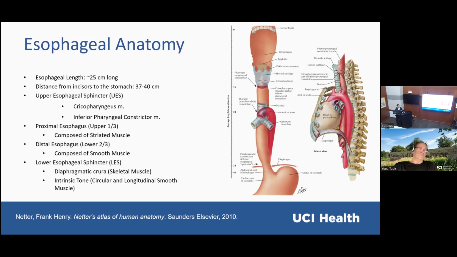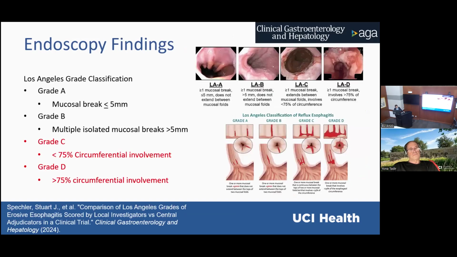That's composed of your diaphragm and the intrinsic tone of your lower esophageal sphincter, the smooth muscle of your lower sphincter. On endoscopy, we can see evidence of reflux based on the Los Angeles grade classification. We see these breaks, from A through D. D is the most severe, where you see redness, erythema, involving multiple confluent areas of the esophagus, while in LA grade A you only see a little red break. But these are signs that there may be acid reflux getting into the esophagus, leading to damage.